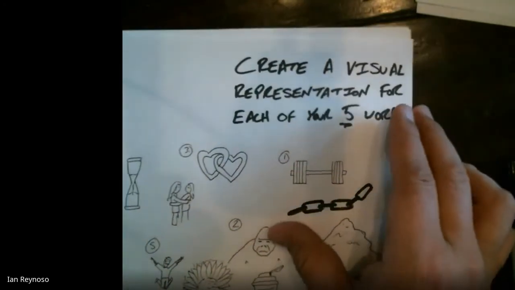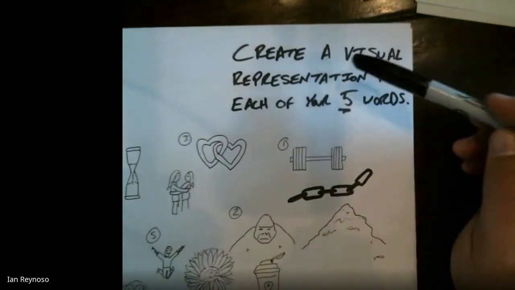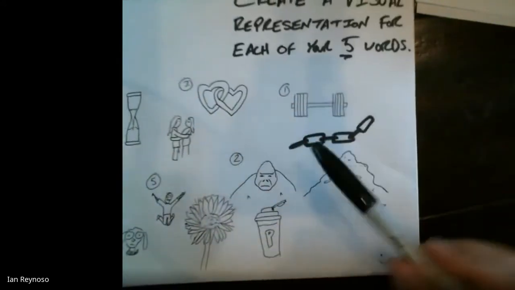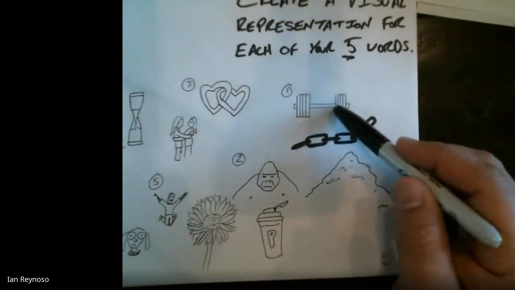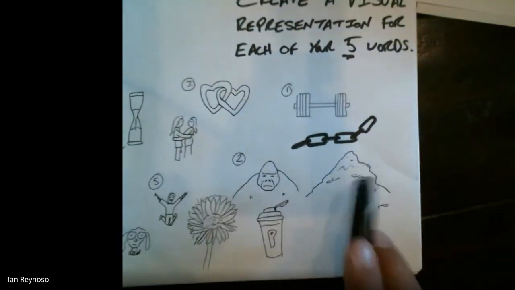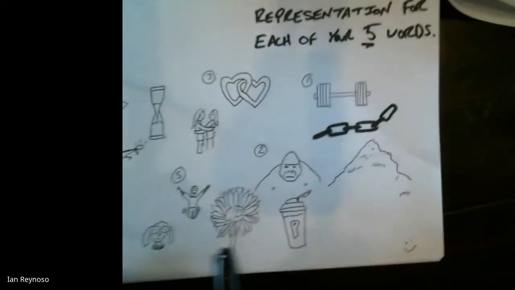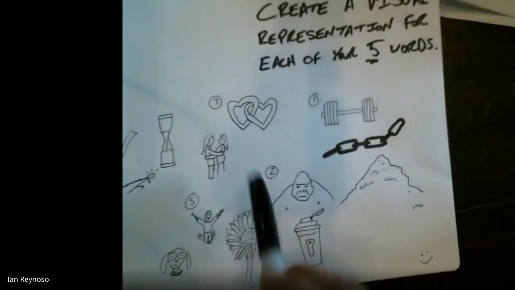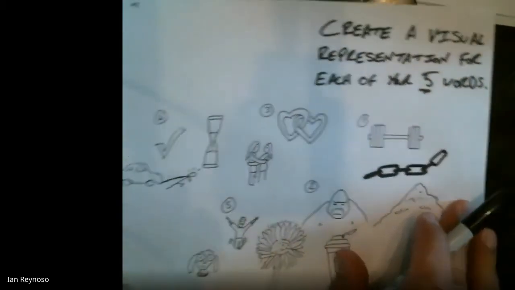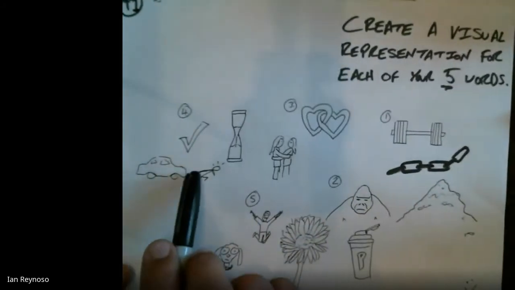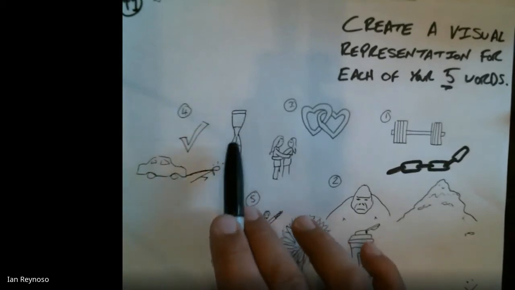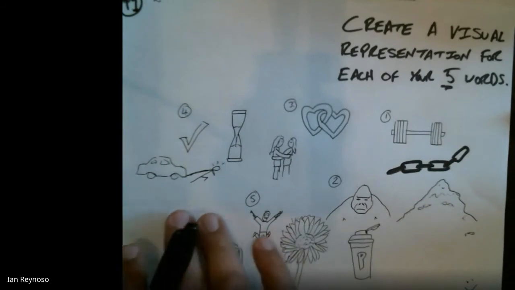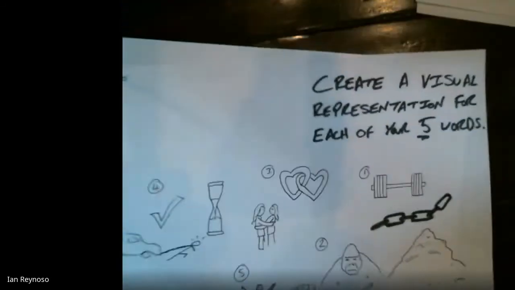So the last part of the project that we were working on, create 5 visual representations for each of your 5 words. So I have all these different things. I have weights, I have chains for my strong. For big, we had a gorilla, a mountain, or a protein shake. Happy, a person jumping, a sunflower. Compassion, people hugging, hearts that were interlocked. And then motivated, we had a check mark, someone pulling a car, or an hourglass. Okay, so now I need to start working on a logo that will represent me.